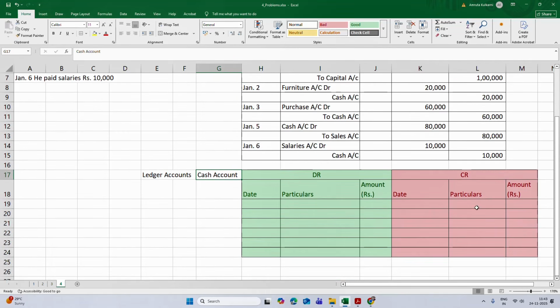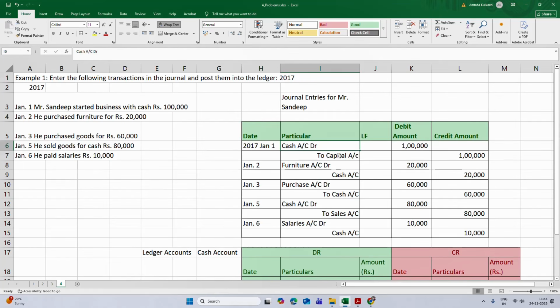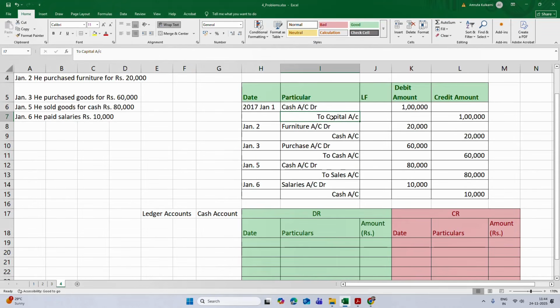Now let's quickly understand which accounts are there. We will create formats for those accounts first of all. So the first account is cash account. On the debit side we have 3 columns, date, particulars, amount, and for the credit side we have 3 columns, that is date, particulars and amount. Now what is our second account we have to create? It must be the capital account. So I will just copy paste the same format for this capital account.